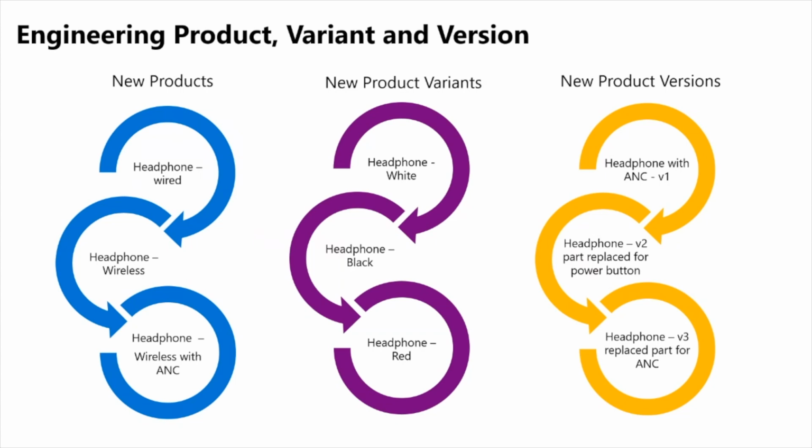Typically, the form, fit, function rule determines whether a change requires a new product, a new version, or an update to an existing version. If we look from left to right, in the first example, the product has evolved as a new product as new features are offered in the product. In the second example, the product has evolved as variants, where there was a need to have the same products with different colors. The third example shows the product has evolved as a new version as an underlying part has changed or been replaced.